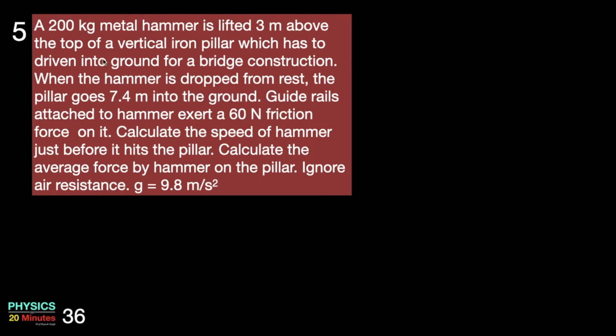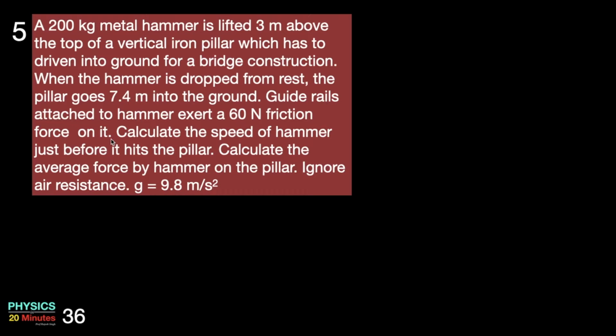The hammer is guided by vertical rails. So guide rails attached to the hammer exert a 60 Newton friction force. The guides are necessary so that the hammer falls vertically onto the pillar. Calculate the speed of the hammer just before it hits the pillar. Calculate the average force by the hammer on the pillar. Ignore air resistance. G is 9.8 meter per second square. So can anyone tell me how do we tackle this problem?